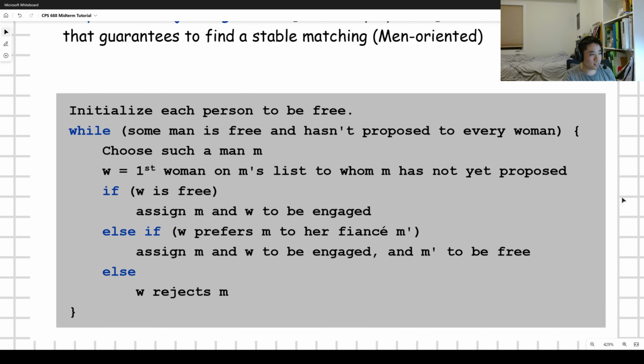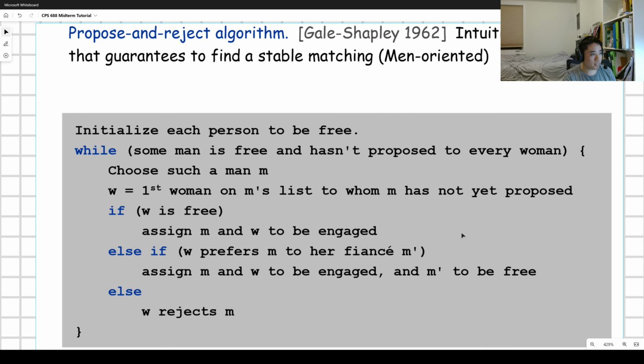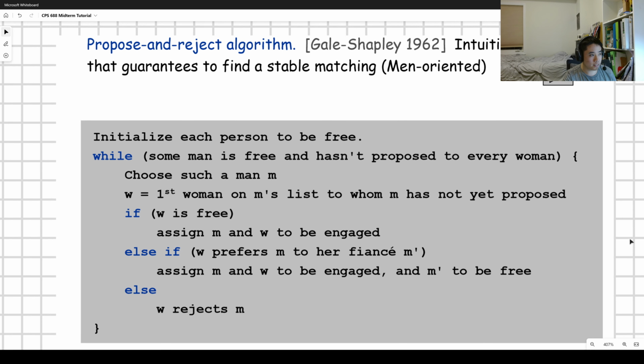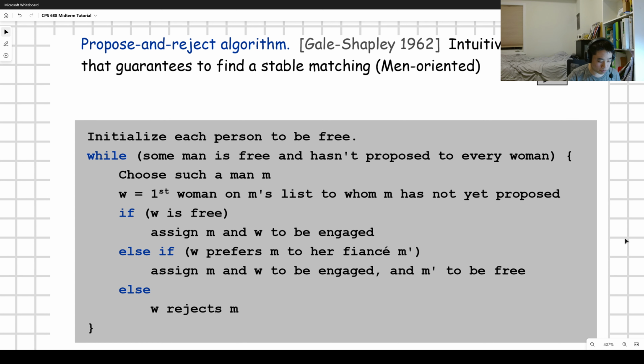So how we do it is that we initialize each candidate to be free. So for now, I'm going to circle the entire thing, copy everything down there, and align them properly.